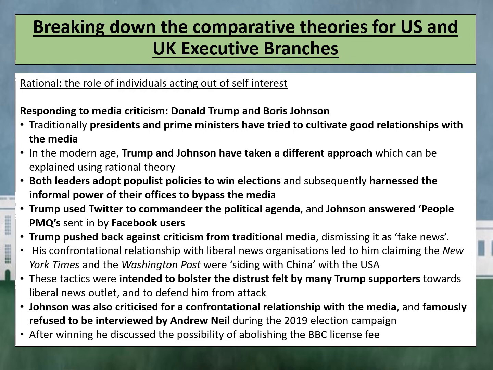His confrontational relationship with liberal news organizations led to him claiming the New York Times and the Washington Post were siding with China against the USA. These tactics were intended to bolster the distrust felt by many Trump supporters towards liberal news outlets and to defend him from attack. Johnson was also criticised for a confrontational relationship with the media and famously refused to be interviewed by Andrew Neil during the 2019 election campaign. After winning, he discussed the possibility of abolishing the BBC licence fee.